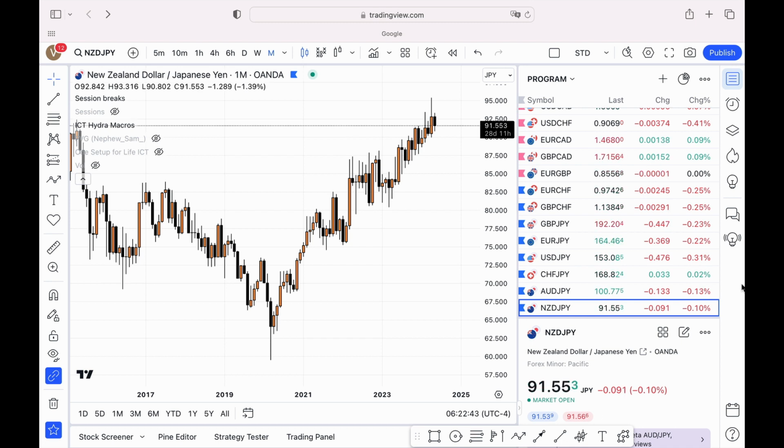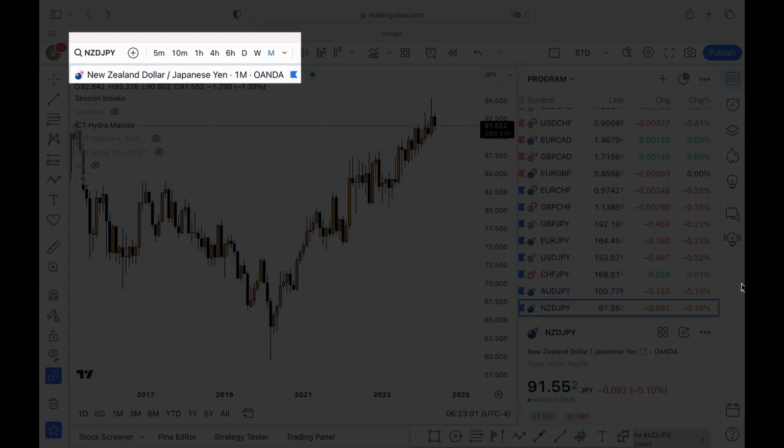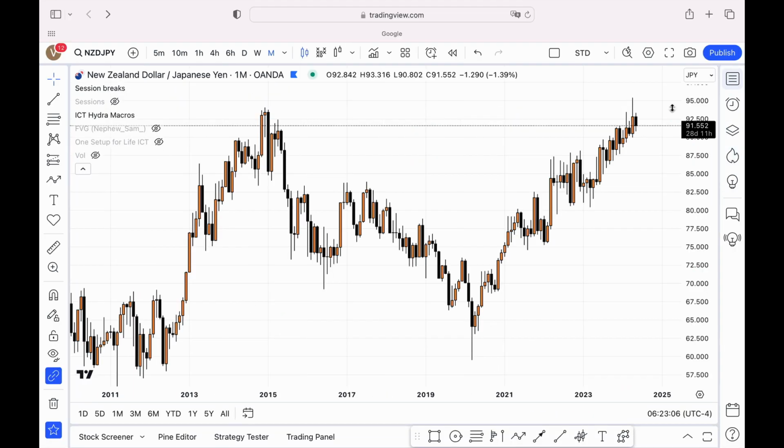So I'm going to talk about three main things. What is it? How do we use it? And why do we actually care? I'm currently looking at New Zealand yen, and this is TradingView. I'm on the monthly chart right here. I'm going to use this as an example to explain these three things.